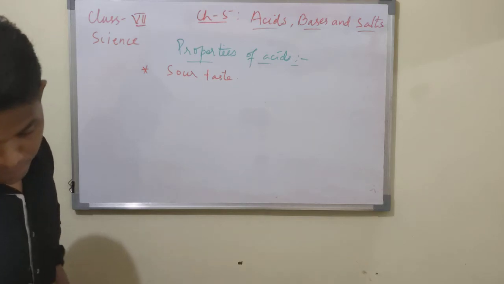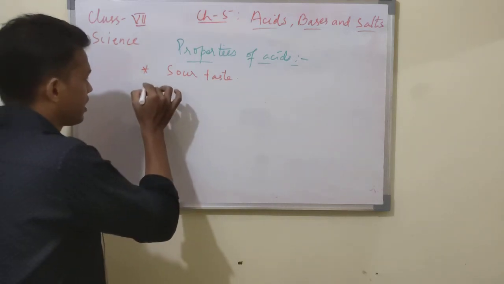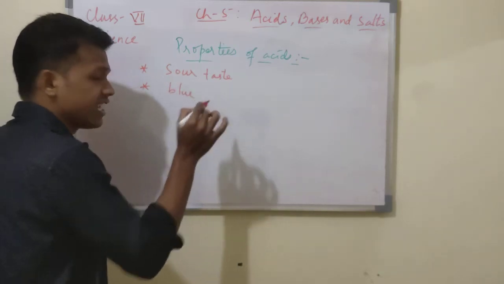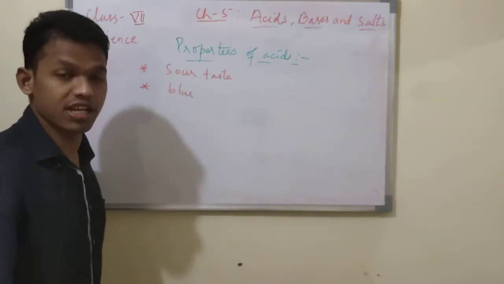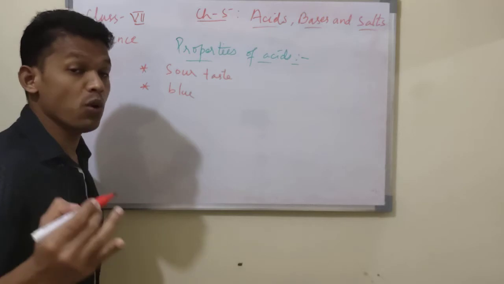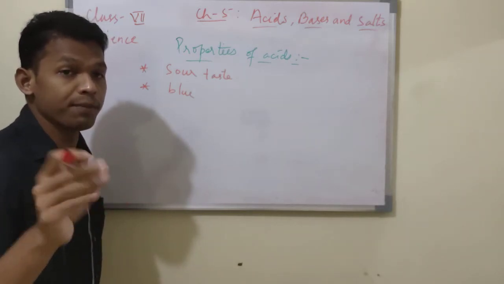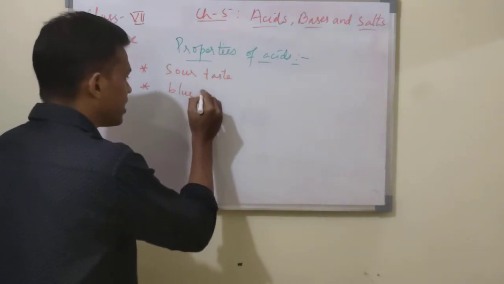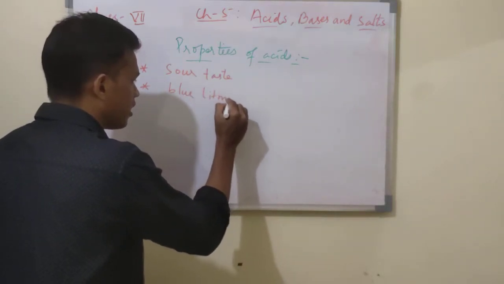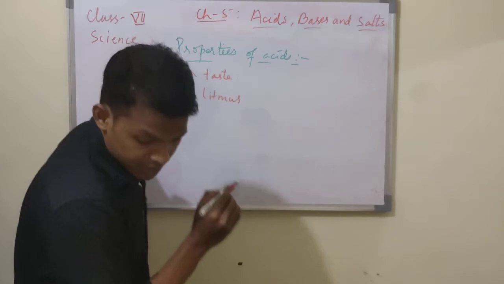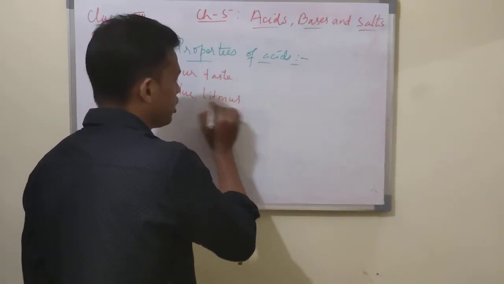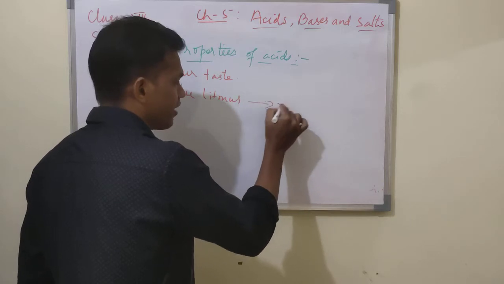The second one is blue litmus paper. Acids convert blue litmus paper red. This is an indicator, and we will study it separately in this chapter. This is how you identify an acid solution with the help of an indicator. Blue litmus converts into red.